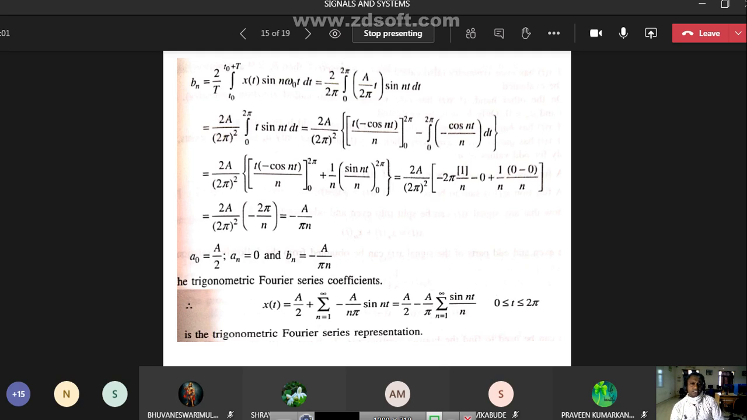Now bn is 2 by T integral t0 to t0 plus capital T, x of t sin n omega naught t dt. Okay, now what is there here? 2 by, what is the period already? We know that 2 by 2 pi. So integral 0 to 2 pi, the period is 2 pi. So A by 2 pi into t sin nt dt. Okay, A by 2 pi into t sin nt dt.